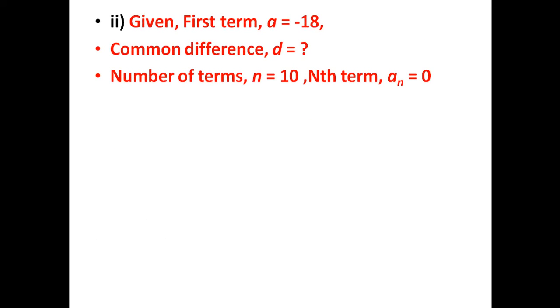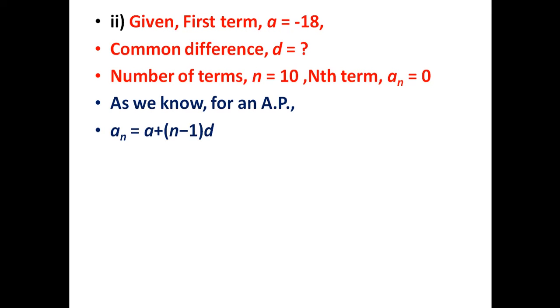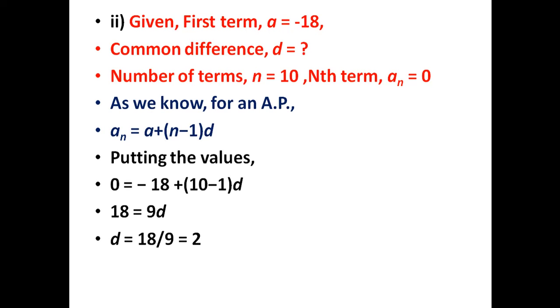So moving to the next one. Given a equal to minus 18, the common difference is unknown here. In this question, d we don't know, so we have to find it with the same formula. The number of terms is 10 and the nth term is 0. This is already given in the question. So with this data we have to find the value of d. Write the formula, then substitute the values.